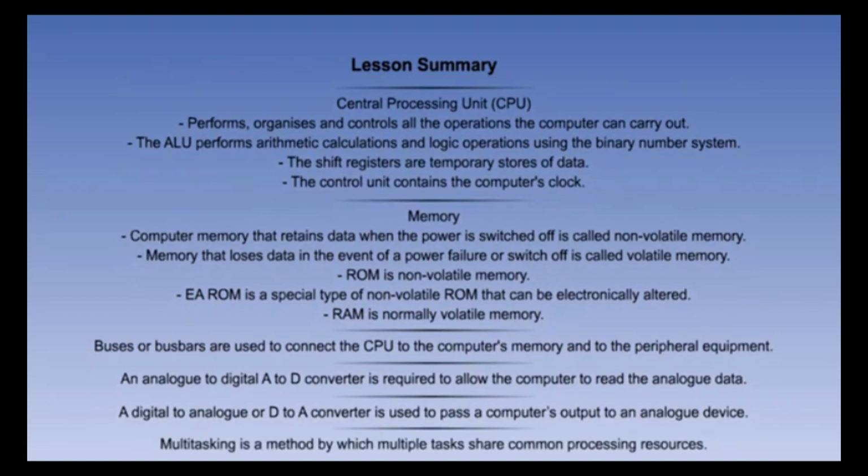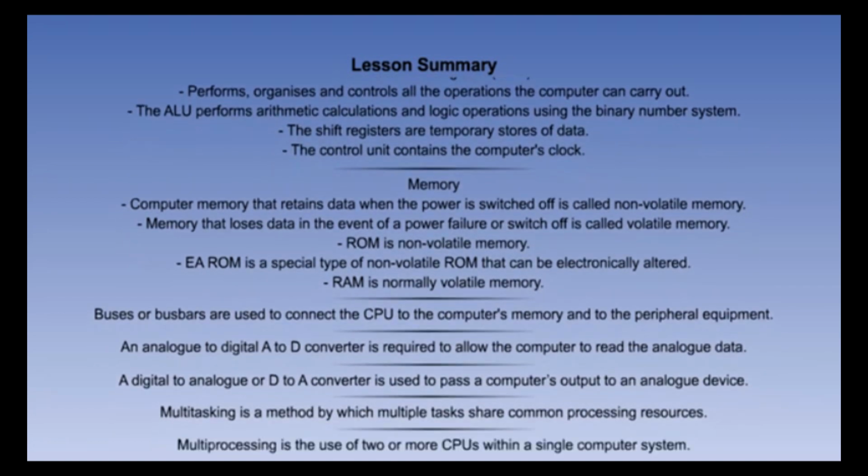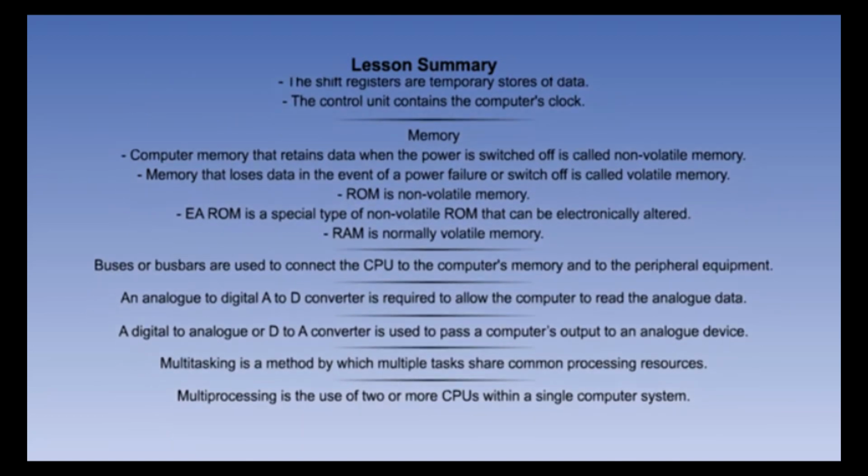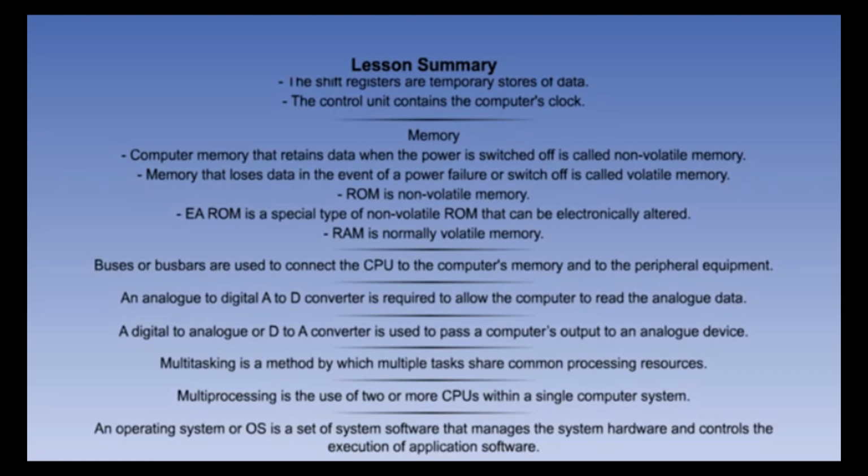Multitasking is a method by which multiple tasks share common processing resources. Multiprocessing is the use of two or more CPUs within a single computer system. An operating system, or OS, is a set of system software that manages the system hardware and controls the execution of application software.